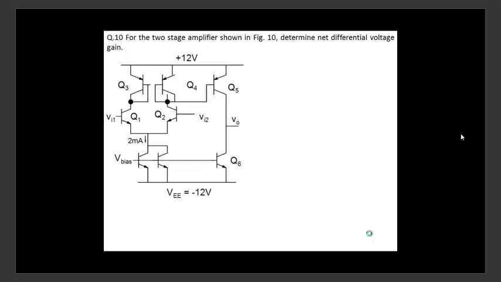Why? Current in Q3 and Q4 is decided by here. Q1 and Q2 are identical. Bias point: this is 0, this is 0. So the same current, 2 milliamperes, 1 milliampere flows here and 1 milliampere flows here. Q3 and Q4 are also identical. They're all connected in the same manner here. It's a fully symmetrical circuit. Okay? Yes.